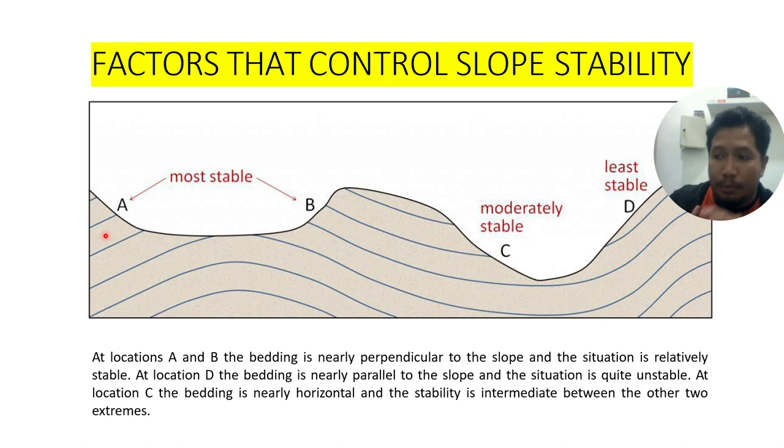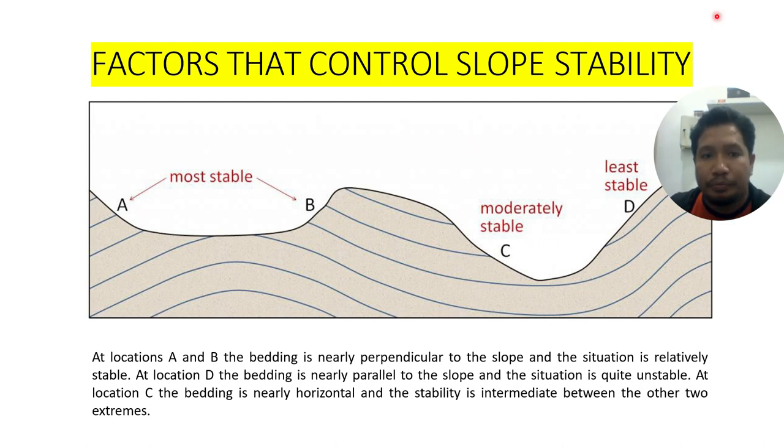Meaning that if the bedding of the layer is perpendicular to the slope, it will be more stable. That is also true for B because it's almost perpendicular. As for C, the bedding is nearly horizontal. This is an intermediate stability because the layers of rocks are not as stable as when they are perpendicular to the slope like A and B, but they are also not as unstable as when they are parallel to the slope. This one is almost horizontal, still against the slope angle, but it is considered moderately stable, because it will not be affected much by gravity.